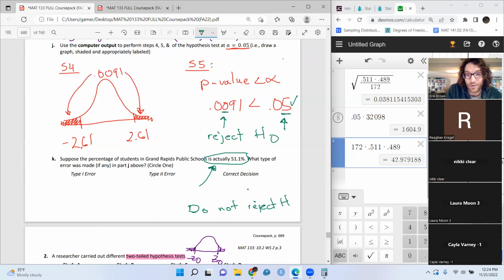What did you all say here? Type 1 or type 2? Would it be type 1? Yes. Yay, you did it. That's kind of the little thing: if you reject H0 when you shouldn't have, that's a type 1. If you fail to reject H0 when you should have, that's type 2. That's kind of a shorthand way to do it. Okay.